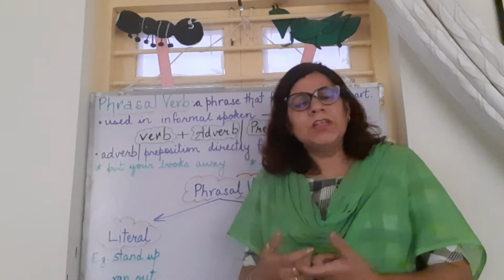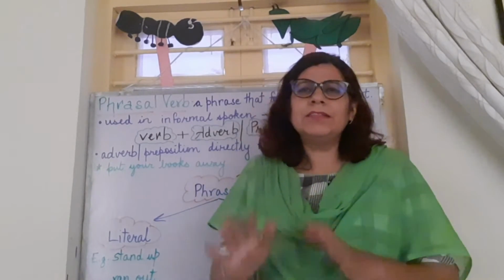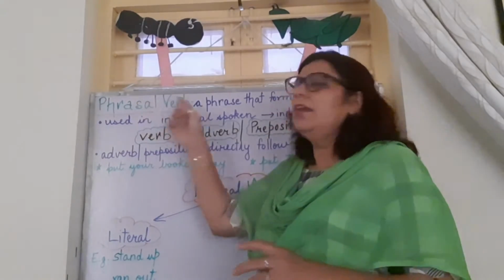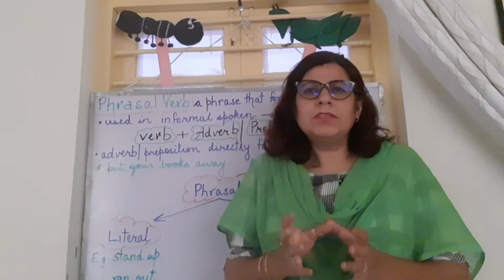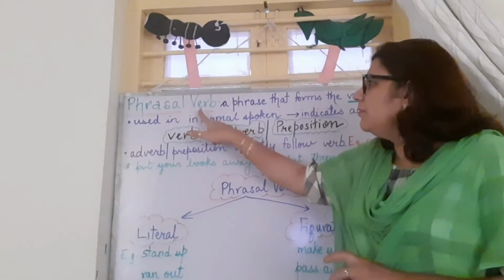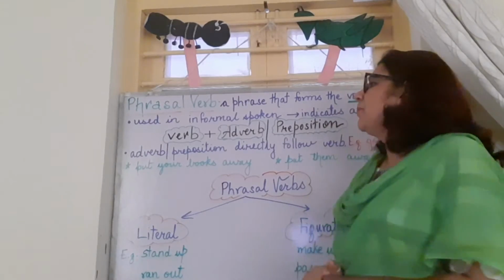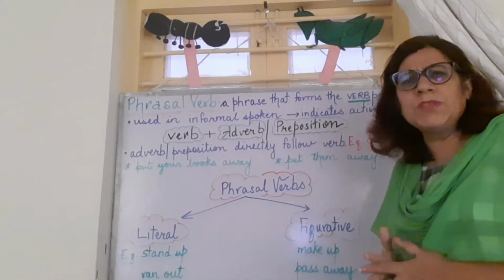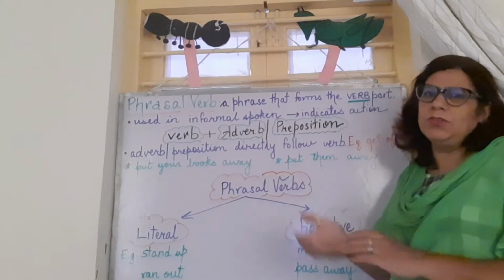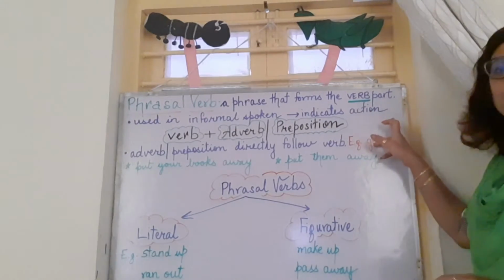A phrase is a group of words which is not a complete sentence, and it does not give the complete meaning. And from there we get a phrasal verb. A phrasal verb is a group of two or more words, where the phrasal verb has the verb part, or the action part, or the doing part of the sentence. Phrasal verbs are generally used in informal spoken language. Whenever we are talking informally, we use these phrasal verbs, and they indicate an action done.